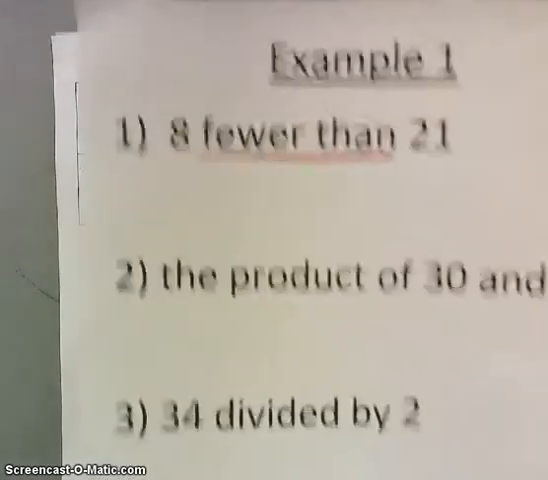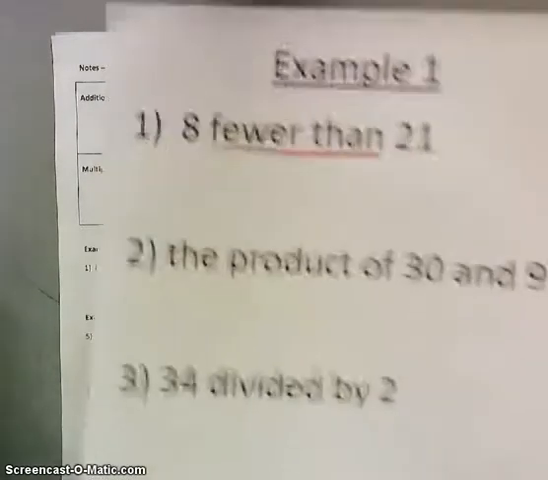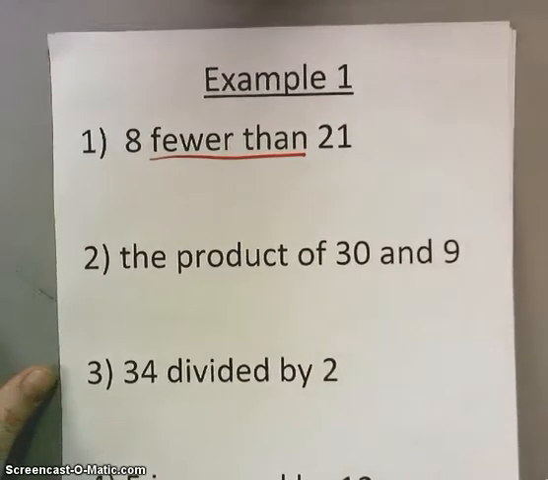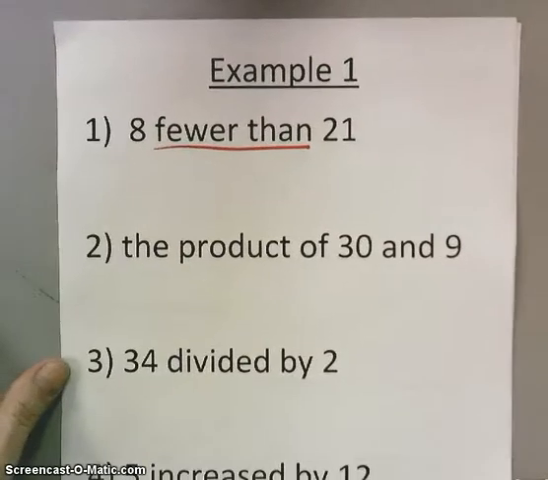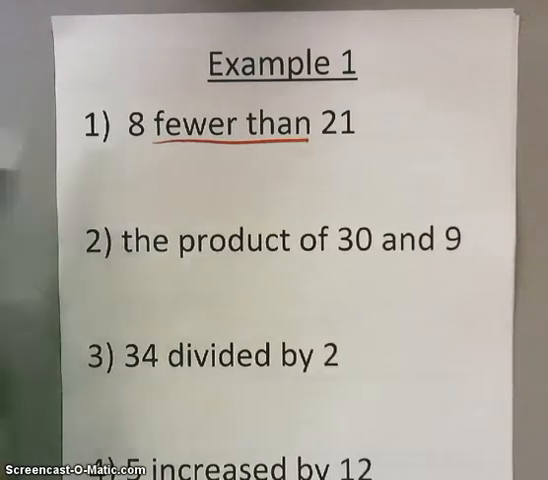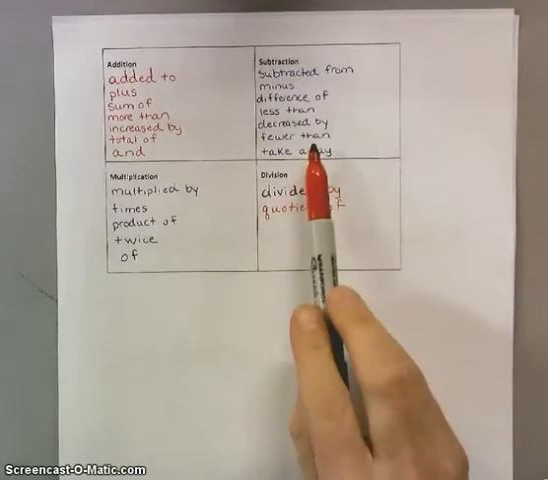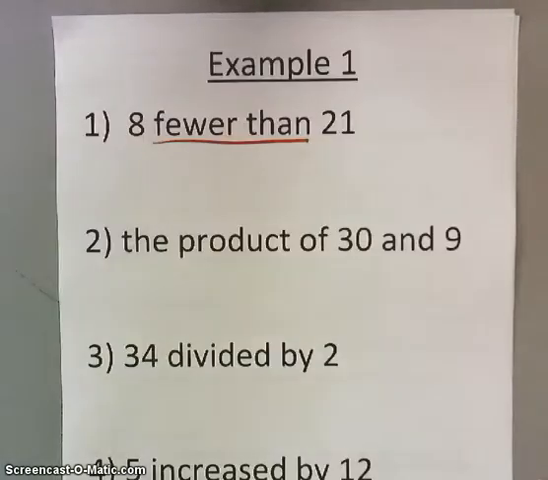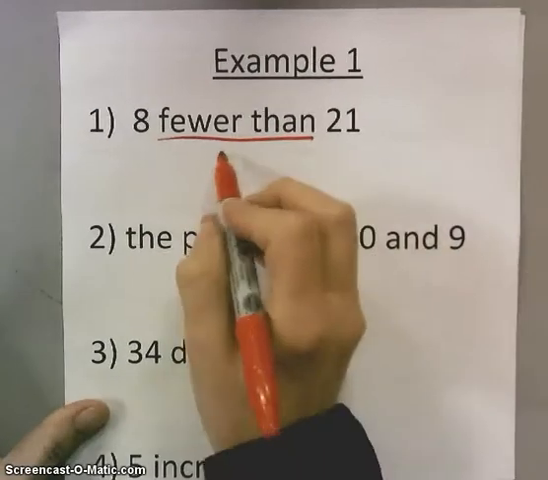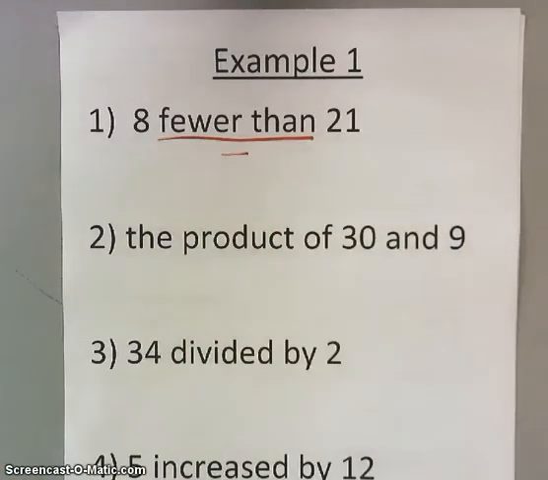For our first example, we're not going to use any variables, we're just going to use numbers to get us started. So if I'm looking at example 1 and number 1, the first one says 8 fewer than 21. Well, if I go to my chart that we just created and I ask, what does fewer than mean? Fewer than means to subtract. So I know that I'm going to have to eventually subtract. And this says 8 fewer than 21.